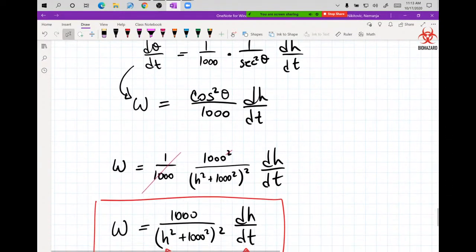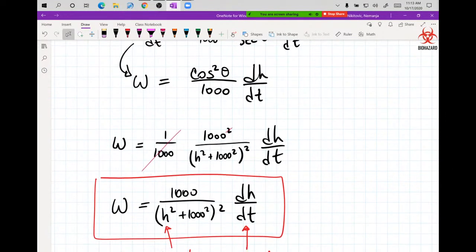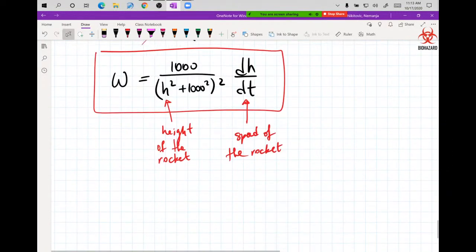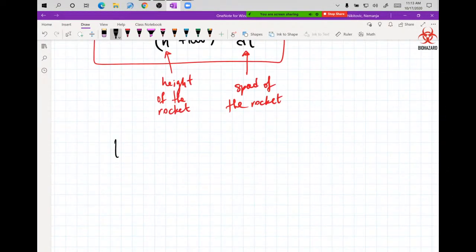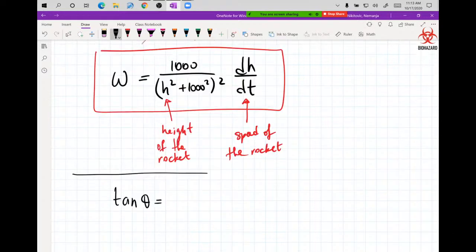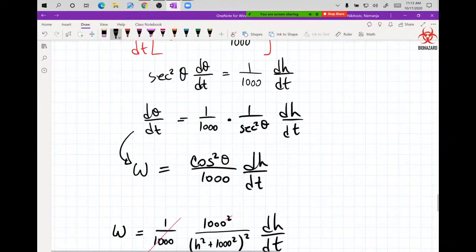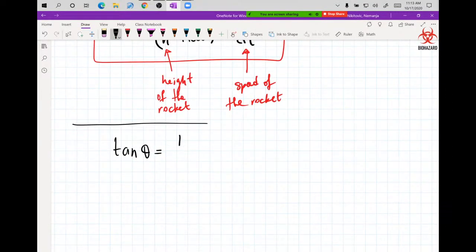I believe you said you'd also do it with the inverse tangent. You can, right? If you have that tangent theta is equal to, what was it, h over 1,000? We'll apply inverse tangent on both sides. You get theta is equal to tangent inverse of h over 1,000.